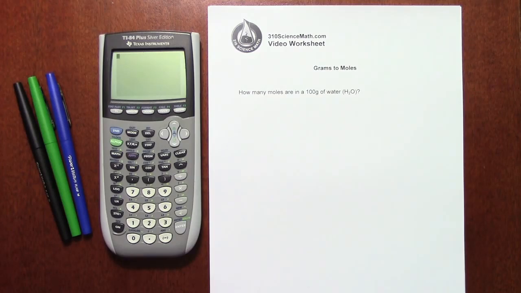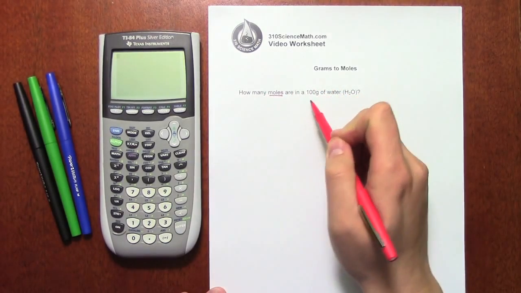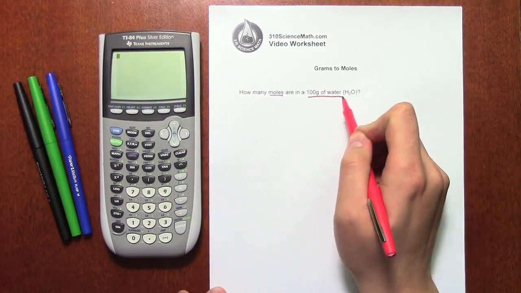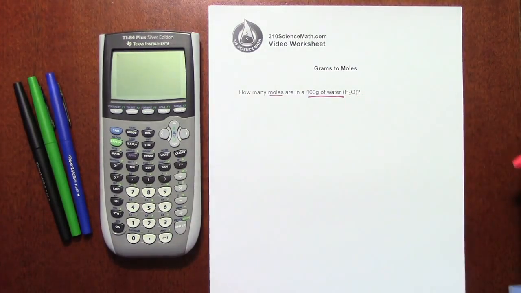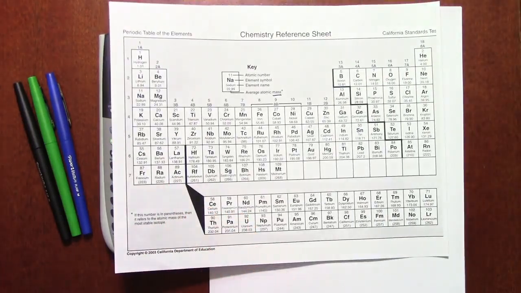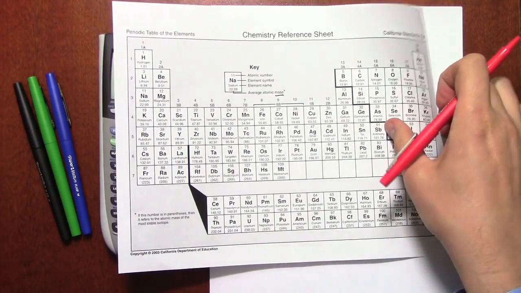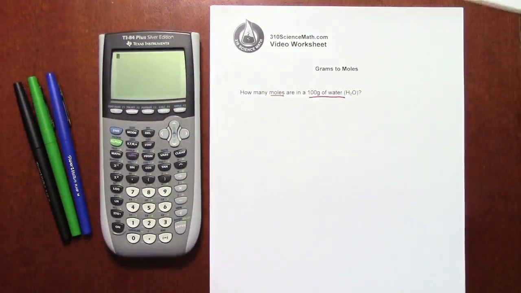Okay, we're going to show you how to convert from grams to moles. So here's the problem we're dealing with right now. It says, how many moles are in 100 grams of water, which of course is H2O. Now, anytime that you're dealing with a grams problem, you're going to need a periodic table. So if you don't have one, make sure that you get one and then hit the pause button, and then come back with your periodic table and then we'll take a look.